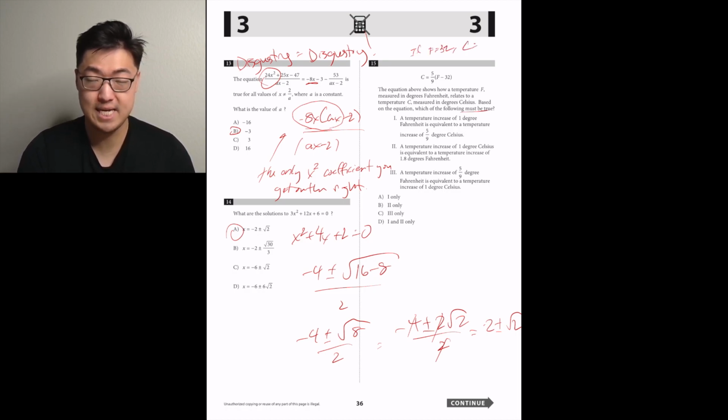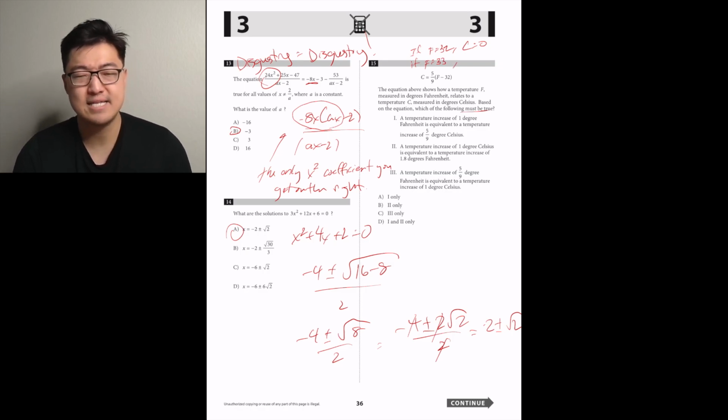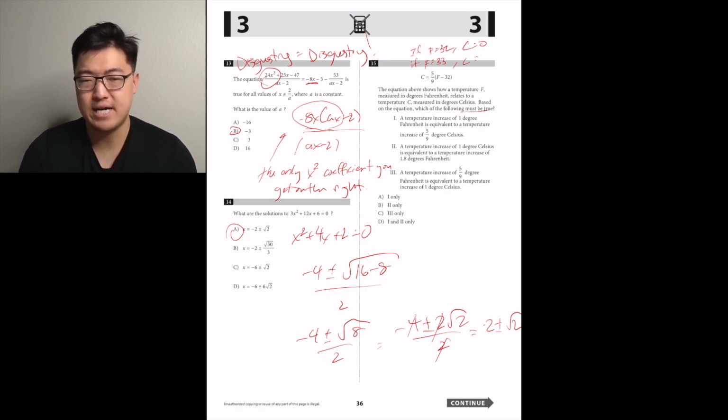If we want to test what happens when it increases, let's pick a starting point. Let's say we started at Fahrenheit equals 32. So if F equals 32, then C is 0. And if I increase Fahrenheit by 1 degree to 33, then C becomes 5/9. So I think Roman numeral 1 checks out. Roman numeral 2: a temperature increase of 1 degree Celsius is equivalent to a temperature increase of 1.8 degrees Fahrenheit.